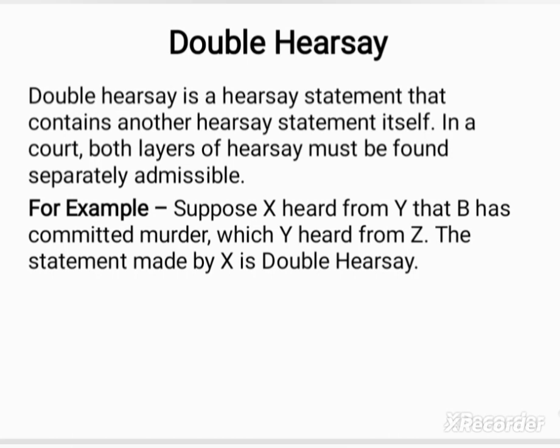A hearsay statement that also contains another hearsay statement is referred to as double hearsay. In court, each layer of hearsay must be approved for admission independently. For example, suppose X heard from Y that B has committed murder, which Y heard from Z. The statement made by X is double hearsay.